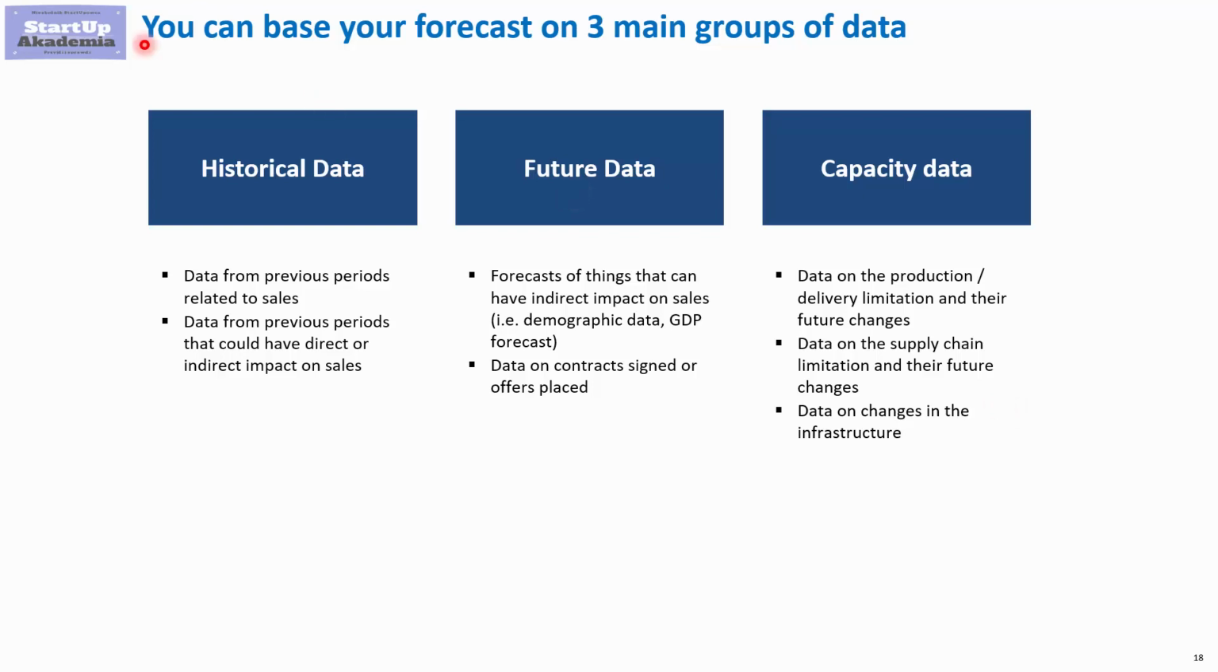So in short, you start with historical data, but you also will take in many cases future data into account. And finally, once you want to get from the demand forecast to sales forecast, you should also look at the capacity data. So anything that may have impact on your ability to deliver the product, especially when it comes to delivering it to the customer, and maybe other limitations on the infrastructure.